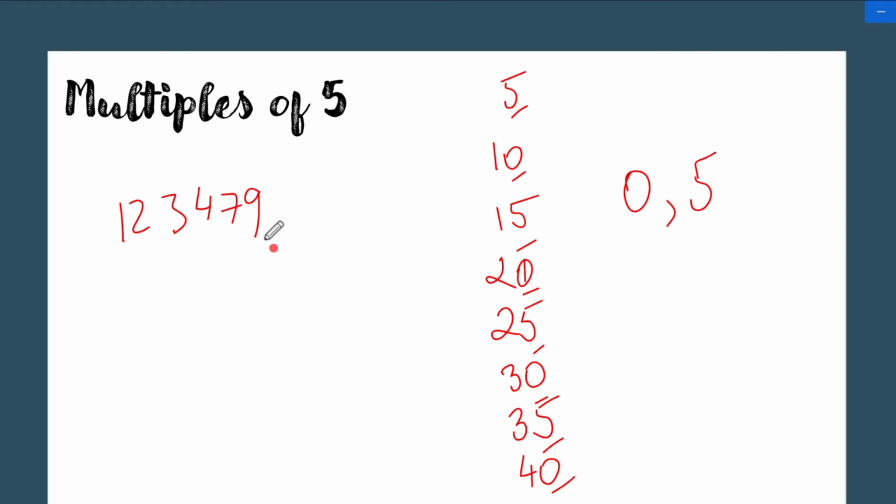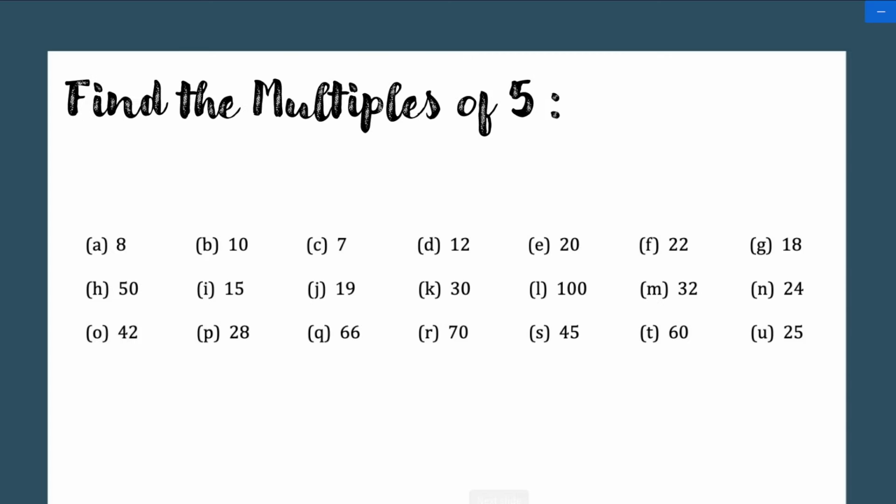Okay, any number you like, 1, 2, 3, 4, 7, 9. Any number you choose, if you put a 0 or a 5 at the end, it's going to become a multiple of 5. This is a multiple of 5. And if I put a 5 instead, it's also going to be a multiple of 5. Doesn't matter how many digits long it is, it's always going to divide by 5.